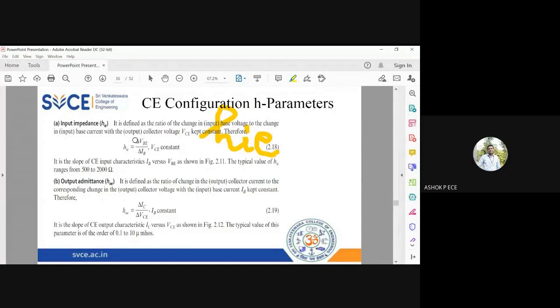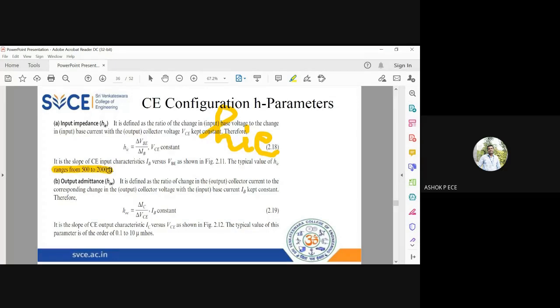See here, delta VBE by delta IB at VCE constant. So we put delta just to see the change in VBE divided by the change in IB. Delta is just like differentiation. We put delta instead of D because the variation is very, very small. And this value of input impedance, HIE, is 500 to 2000.